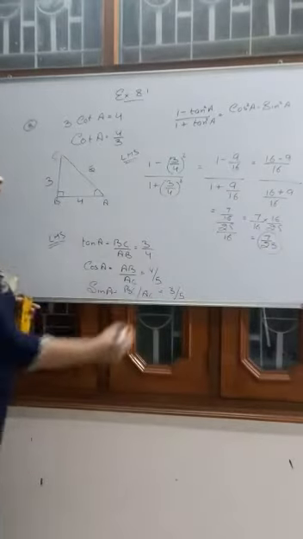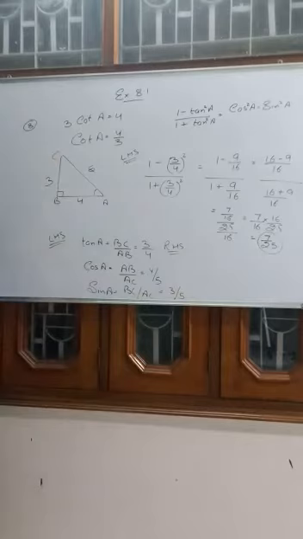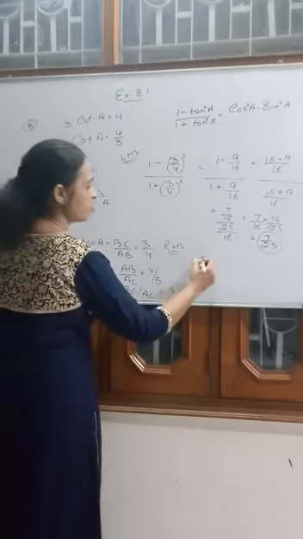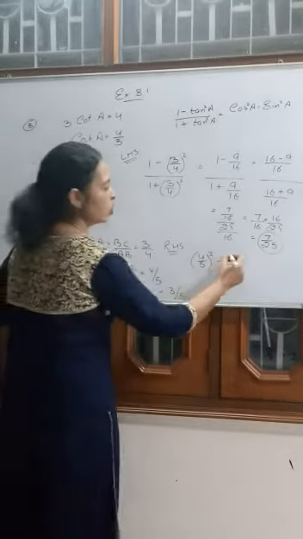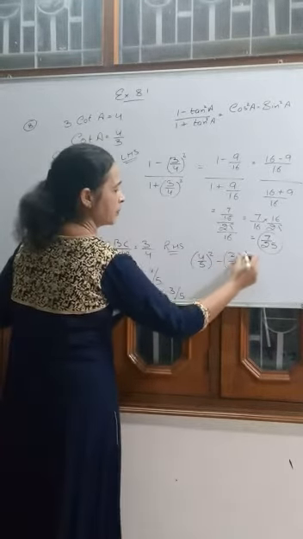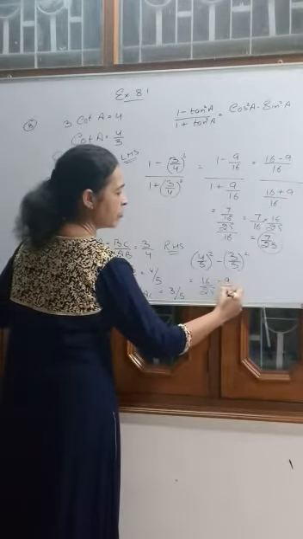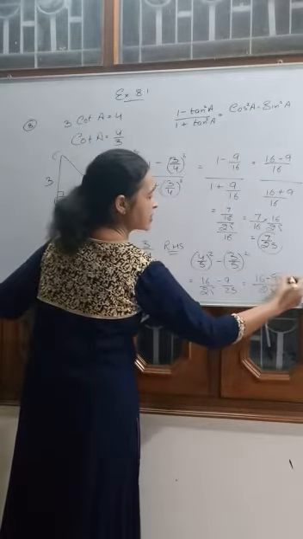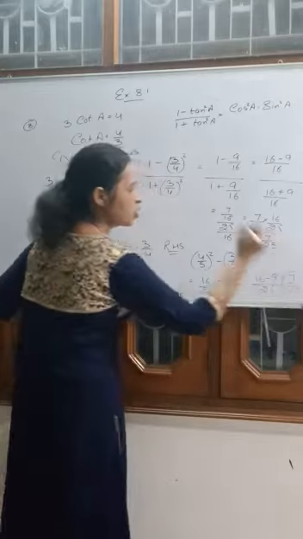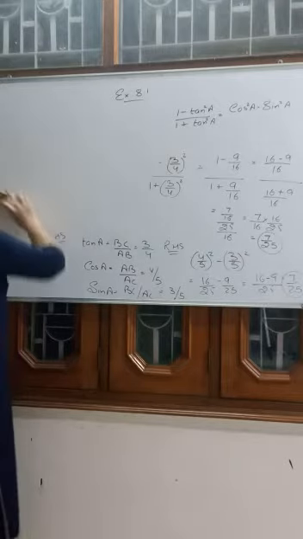Now the right hand side, cos square A minus sin square A. What is cos square A? Cos A whole square, that is (4 by 5) whole square, minus sin square A. What is sin square A? (3 by 5) whole square. This is 16 by 25 minus 9 by 25. 25 is the LCM. 16 minus 9, 7 by 25. This shows left hand side equals right hand side, therefore proved. Clear? Pause the video and note it down.